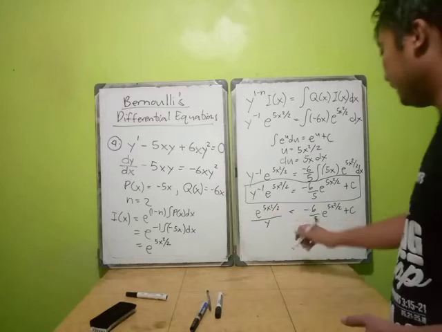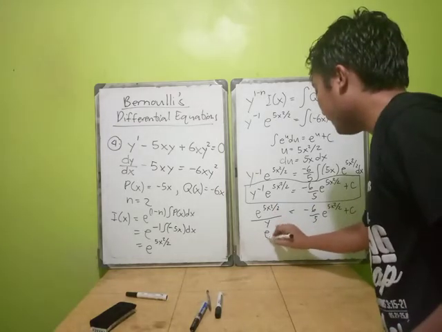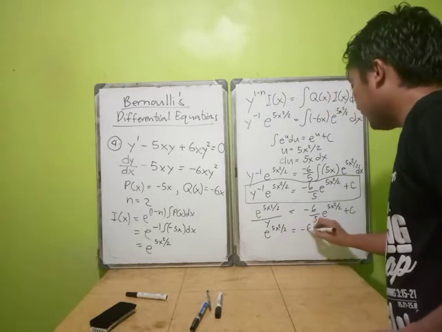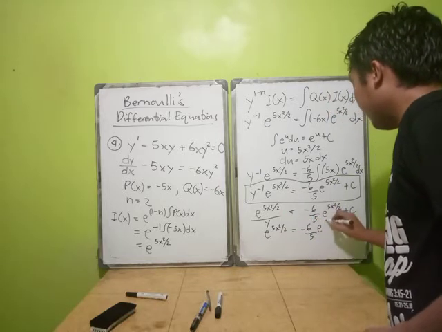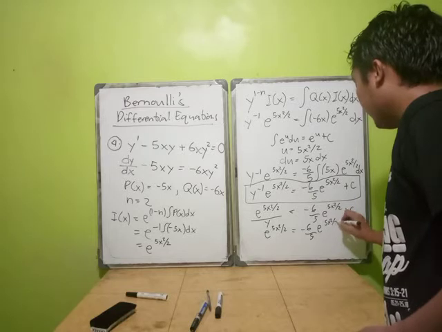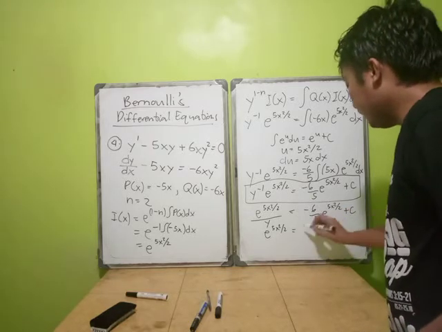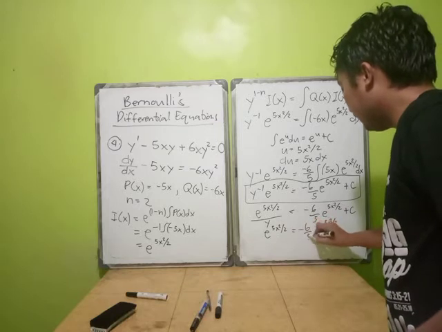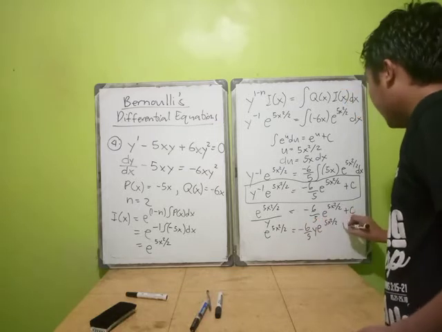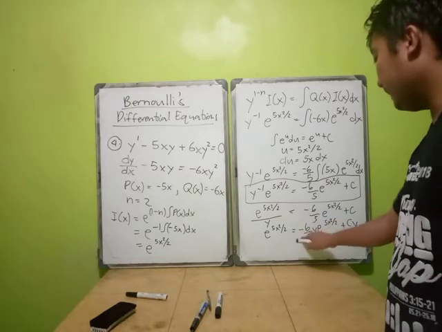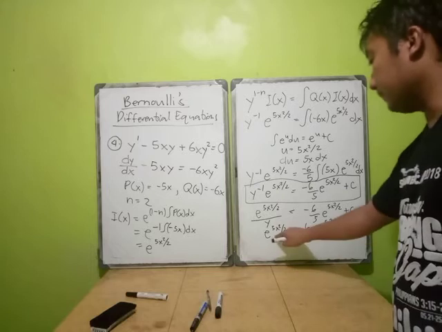Okay, so pwede natin i-multiply by y. So, magiging e 5x squared over 2 na siya. Negative 6 over 5 e to the 5x squared over 2. Okay, so itabi natin dito na magiging negative 6 over 5y plus cy. Okay, so pwede natin ilipat yung negative 6 over 5 doon sa kabila.